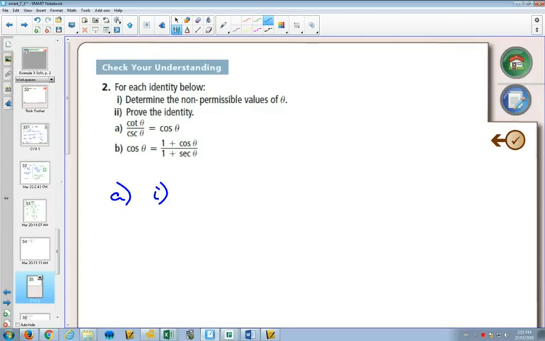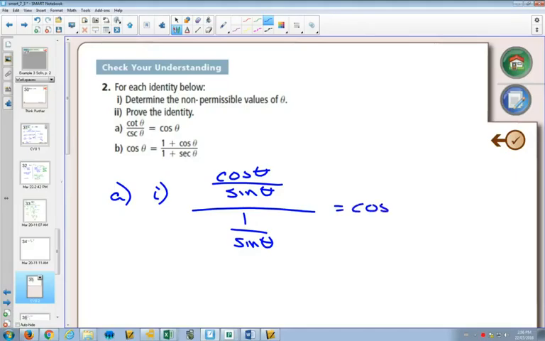Well, in part A, we have cotangent theta and cosecant theta. And a good way to see if you're going to divide by 0 is to change things to sine and cos. So if I change cotangent, that's cos divided by sine. And if I change cosecant, that's 1 divided by sine. On the other side, I have cos theta. So I'll just leave the other side as cos theta.